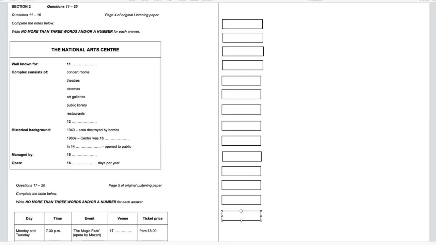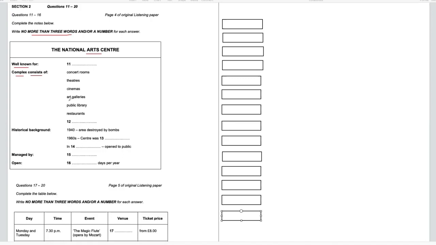All right, and that is what you would hear in the actual exam. So let's do this quickly. I'll take it a little bit slower for you just so that everything is clear, but I would go ahead and read and underline at the same time only questions 11 to 16. Now I'd quickly make a note that we have no more than 3 words and or a number. I know we're talking about the arts, something that this is well known for, something it's famous for. Now the complex is made up of or consists of these things.